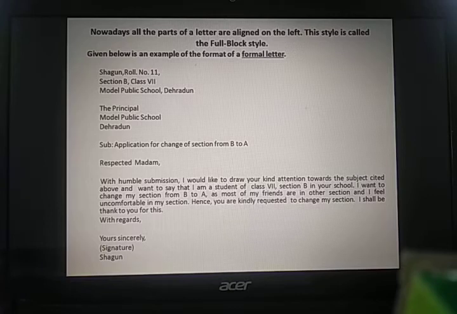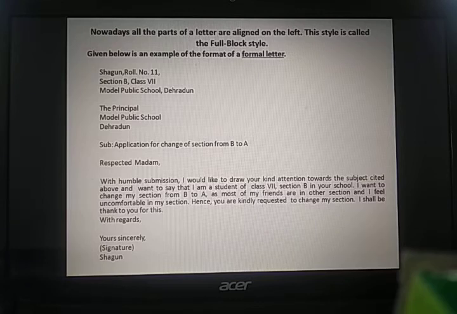Dear students, you may also give your own views, okay, favorable views why you want to change the section. There may be many views regarding it. There is no need to follow only the same as have been given here in this slide. You may also add your own views here. With regards, yours sincerely, then your signature, and then below the signature you have to write your name. Always put your signature above your name. Okay, oftentimes people commit this mistake. They put the signature below the name. Actually, the signature is put above the name.